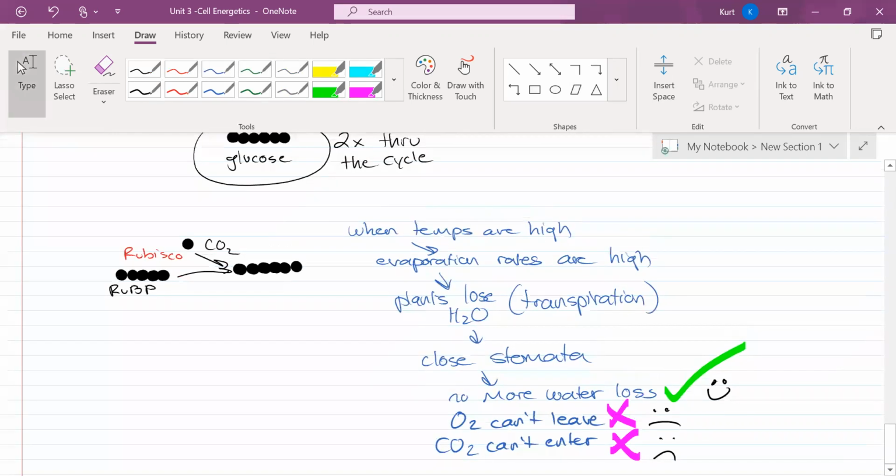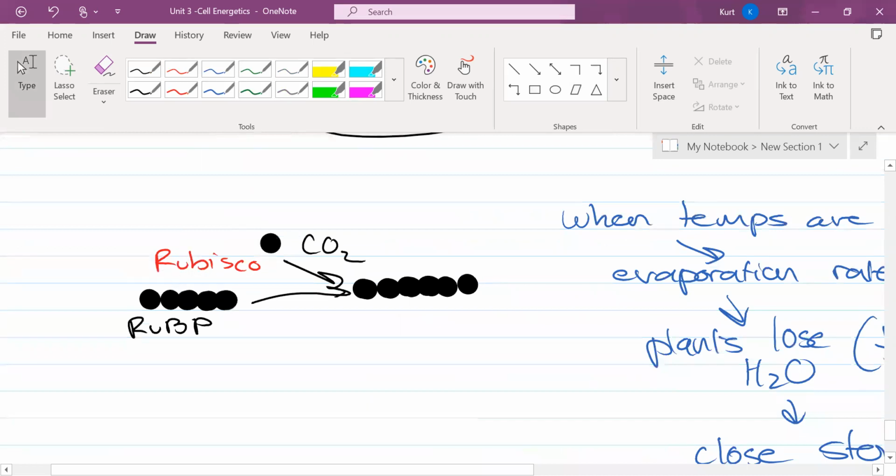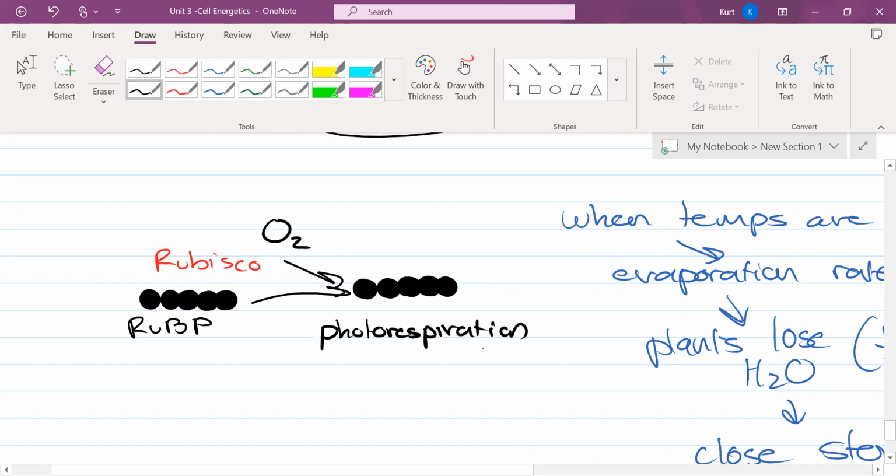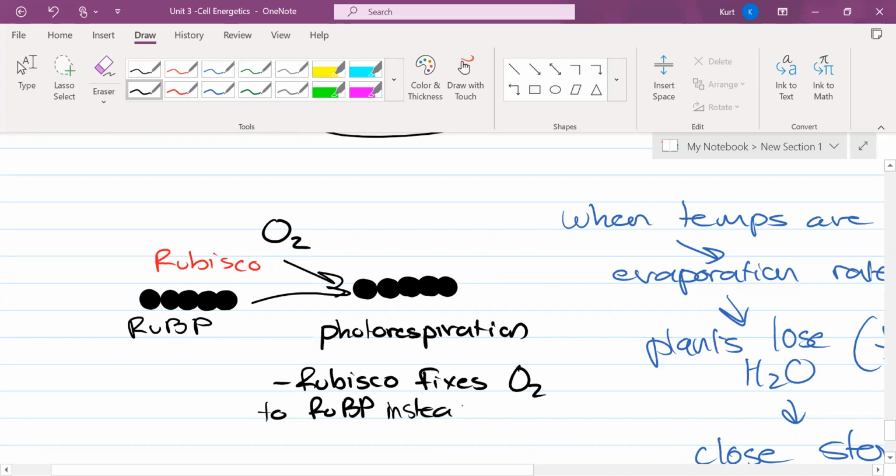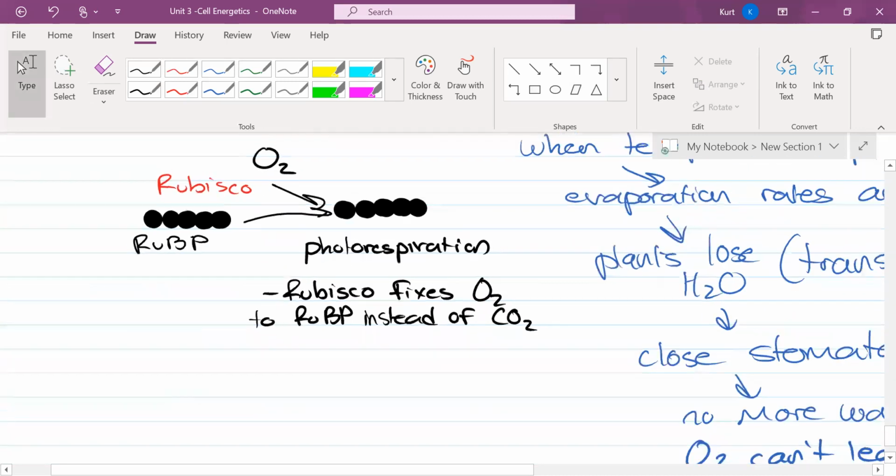So here's what happens. Everybody look over here. CO2 is no longer in the cell because the stomata have been closed. You're going to use oxygen instead. This is known as photorespiration. This is like a plant's version of fermentation. This is where Rubisco fixes oxygen to RuBP instead of CO2. The reason why is because CO2 is unavailable. This is highly inefficient and it's actually very dangerous for the cell.